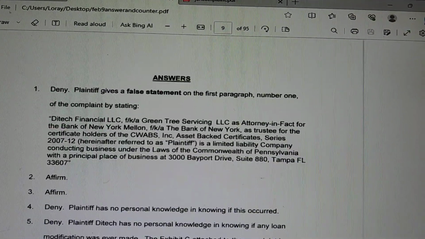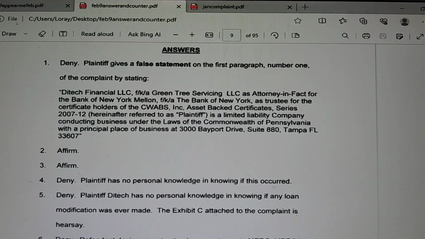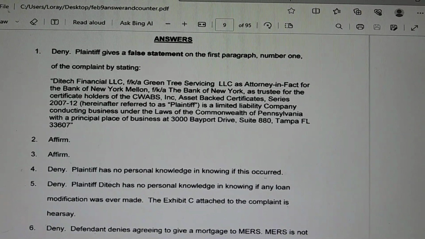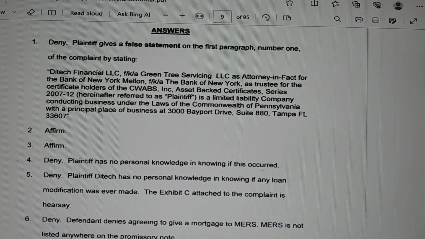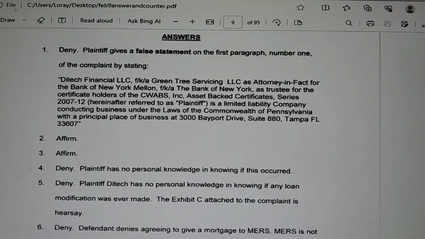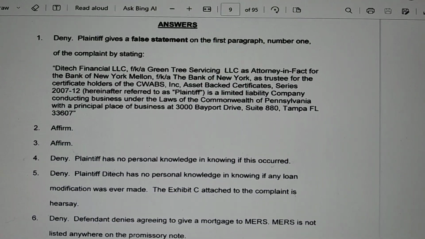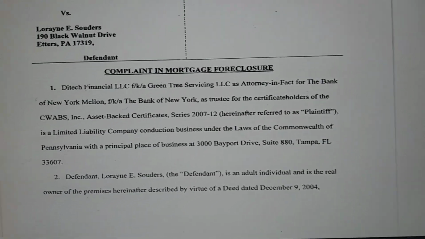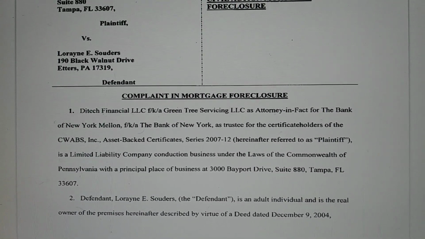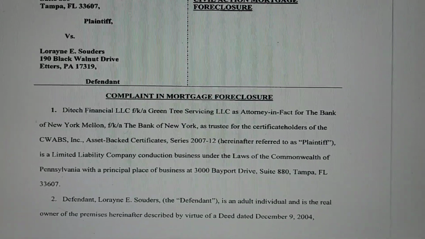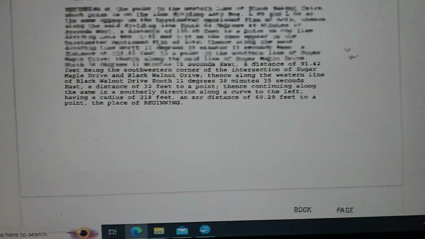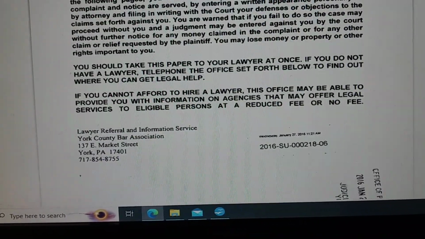Alright, answers, let's talk about the answers. When you write an answer, you see the numbers, like the first one says deny. Plaintiff gives false statement on the first paragraph, number 1 of the complaint. And if you look back at the complaint, we can pull that up too. Here's the complaint. Number 1, it says Ditech Financial, otherwise known as Green Tree, blah blah blah. So I was basically going through this. Let's go back to where we were here. Sorry about that.